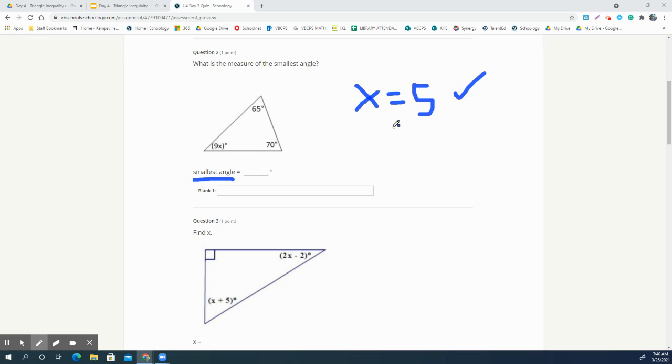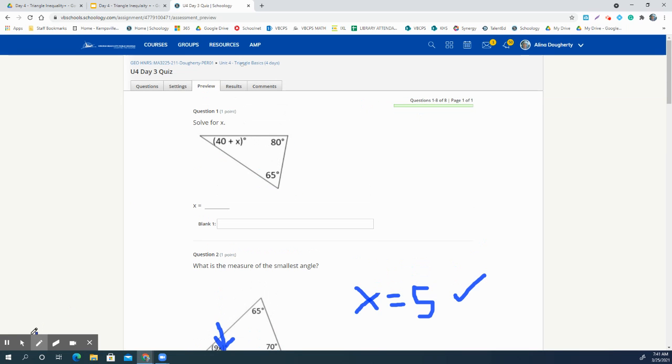So what is the correct answer? How do I find what the smallest angle is? If I know x equals 5, what do I need to do? Dun, dun, dun. I got to substitute. Yeah, so if I put the 5 in here, we get 45 degrees. Okay. All right. Then let's take a break from that. The lesson here is make sure you're answering the right question. Okay. Make sure you're answering the right question.